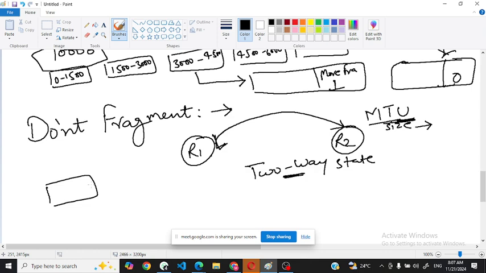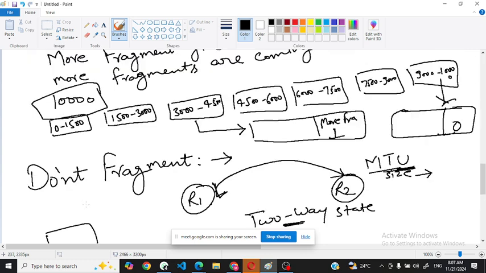For segmentation, how many bits, 1460 or 1500? Guys, please revise the last one. 1460 for segmentation and 1500 bytes for fragmentation. Yes.